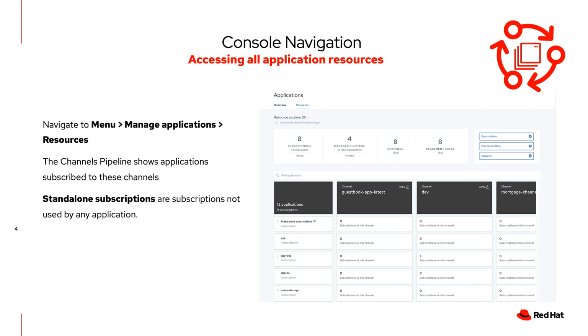If you navigate into the Resources tab, at the top, you'll see the channels pipeline that shows all of the applications subscribed for the specific channels. You also will see the standalone subscriptions, and these are basically subscriptions that are not in use by any application. From this screen, you can also add any new subscriptions, placement rules, and/or channels.